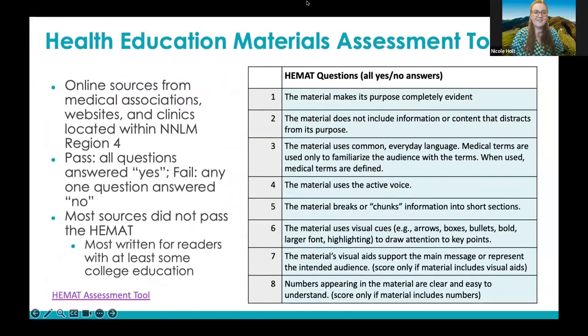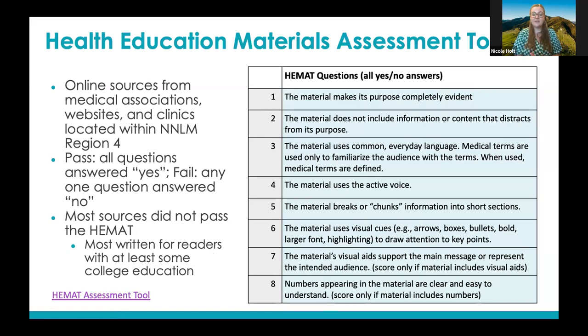Thanks, Bethany. So I used the Health Education Materials Assessment Tool, which contains 6 to 8 mandatory questions with yes or no answers, such as the material uses common everyday language and medical terms are used only to familiarize the audience with the terms. When used, the medical terms are defined. If visuals and numbers are used, then the 8th question is also applied.